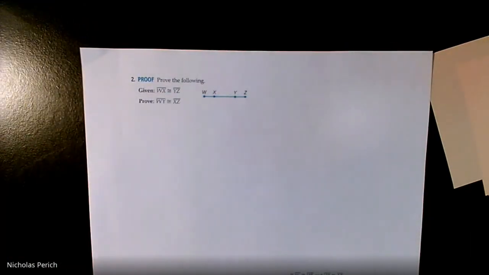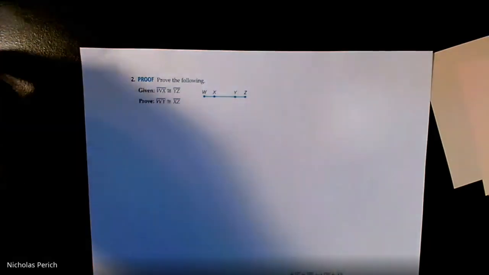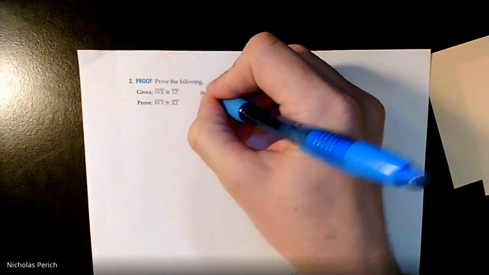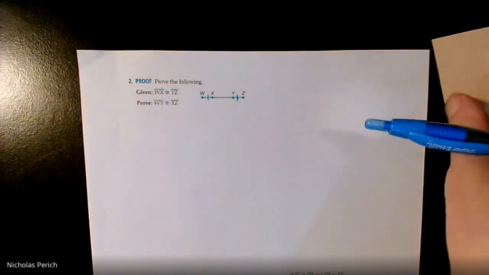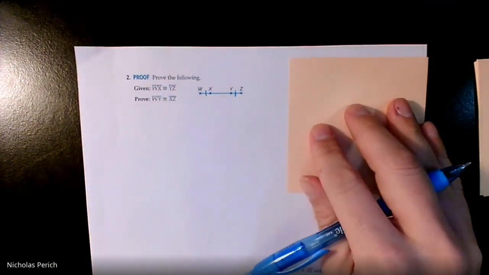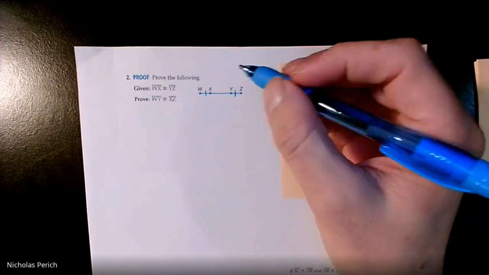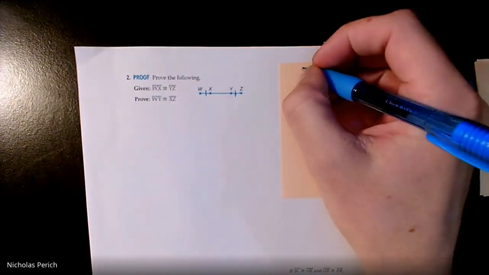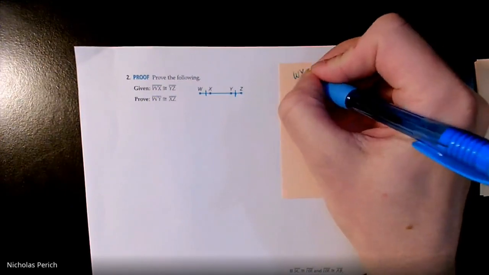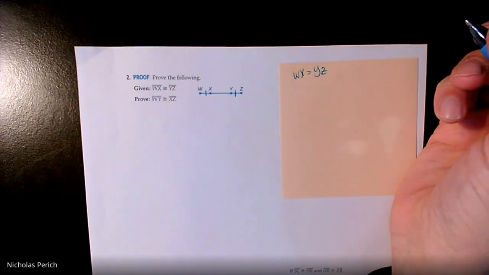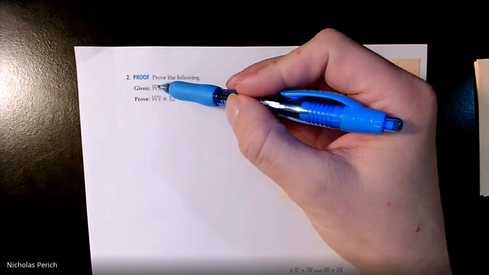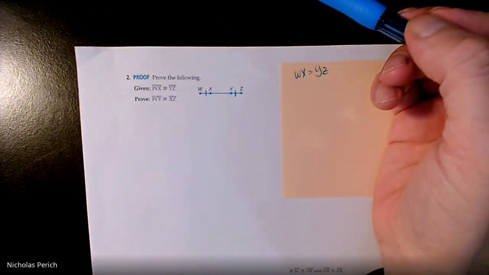I have to prove the following. I have that WX is congruent to YZ. So I'm going to make my little rough draft over here. WX is congruent to YZ, which means WX is equal to YZ. What I'm going to try to do is connect WX to WY somehow. So let's do that now.